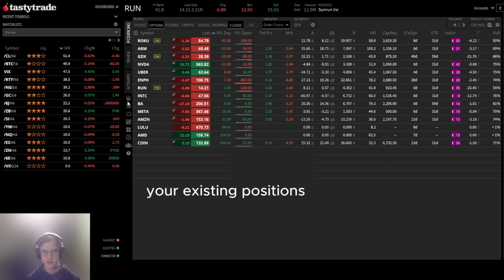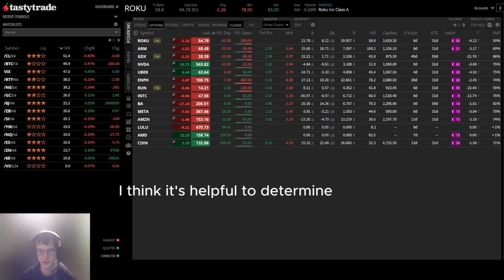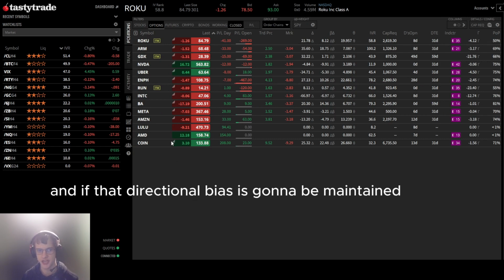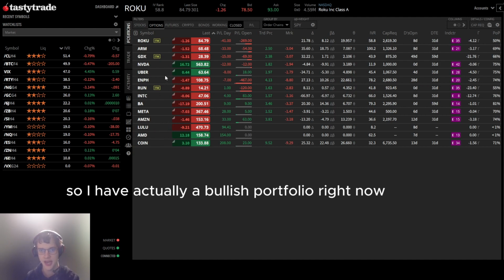So when considering portfolio dynamics, I think it's helpful to determine what your directional bias is and if that directional bias is going to be maintained if the market continues to move in one direction or the other. So I have actually a bullish portfolio right now.